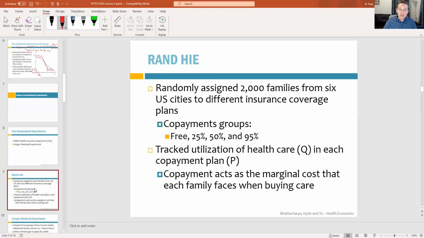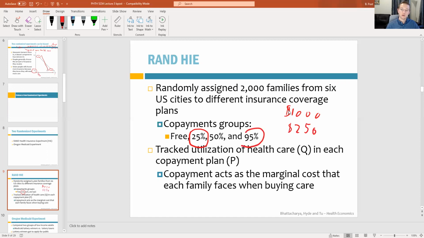Sounds nice. And then these other co-payment groups, so 25%, 50%, 95%. What's meant by co-payments here is how much of your healthcare you have to pay for as the patient compared to how much your insurance has to pay for. So if you're in a 25% co-payment group, then when you go to the hospital and you incur a fee of $1,000, if your co-payment is 25%, then you are going to shell out $250 on your own.